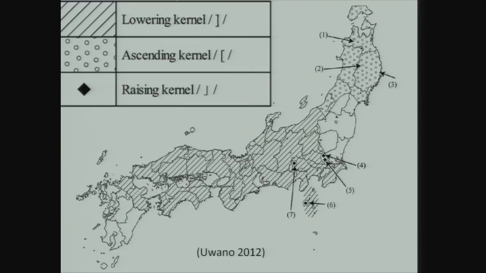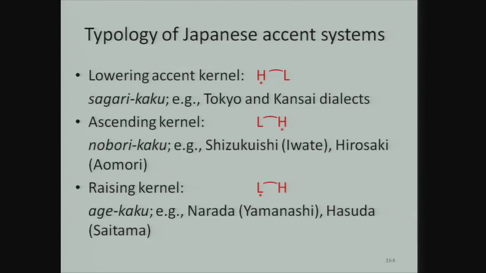This is the dialect map given by Uwado for all of these cases. Most of these are the lowering kernel, the ones that are the H star L cases. Okay. But by being able to analyze them into these tonal complexes, there may be a more interesting way of looking at the typology.